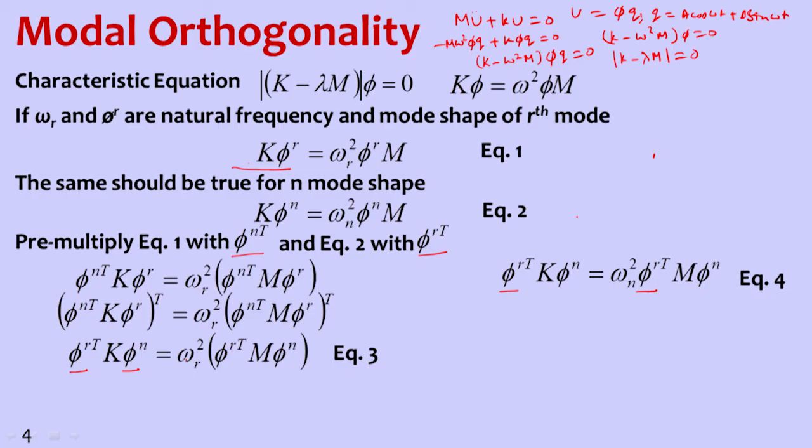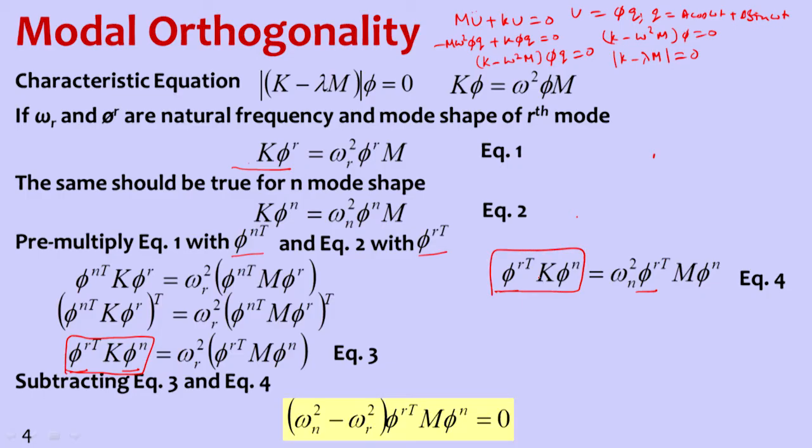Now if we look at equation number 3 and equation number 4 and subtract 3 from 4, the first term here and this term here are both the same. So if I subtract, phi r transpose m phi n is common in both. The left-hand terms are the same, so the answer is 0 there. So omega n square minus omega r square into phi r transpose m phi n is equal to 0.